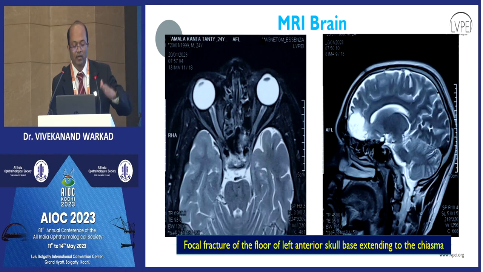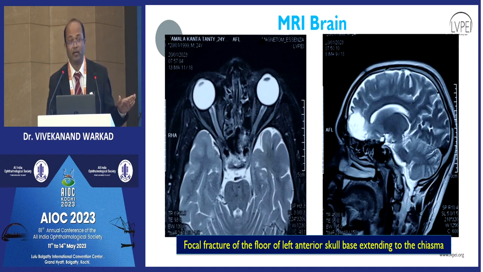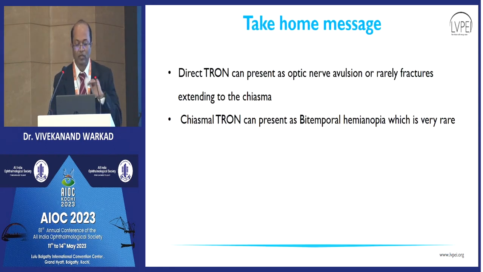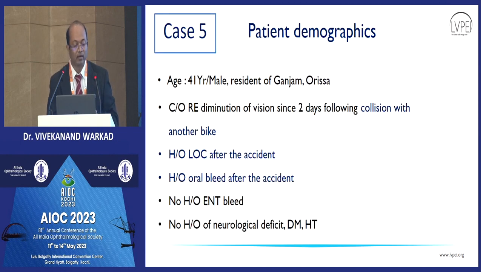a fracture of the floor of the anterior skull base extending to the chiasm, which is extremely rare. Trauma leading to a bitemporal hemianopic field is extremely rare. And that's how direct TON can present as an optic nerve avulsion or, rarely, a fracture extending to the chiasma. Chiasmal TONs can present as a bitemporal hemianopia, which is very, very rare in the literature.